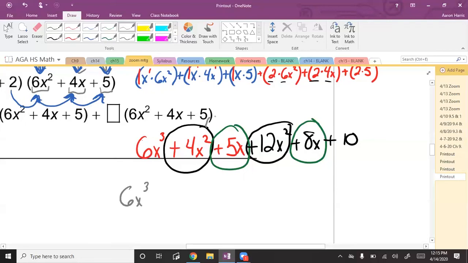I think I do 4 and 12 first. So 16. 16x to the 4? Oh, no. When we add or subtract, do not change the power. Add or subtract, don't change the power. Multiply, divide, change the power. Does that make sense? Yeah.